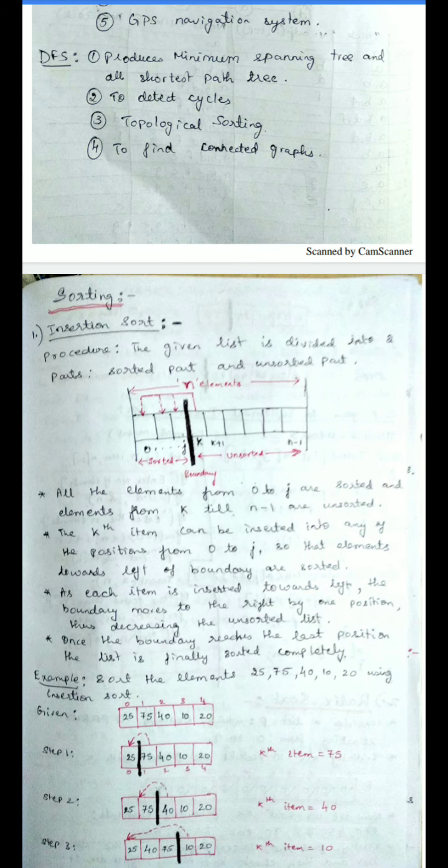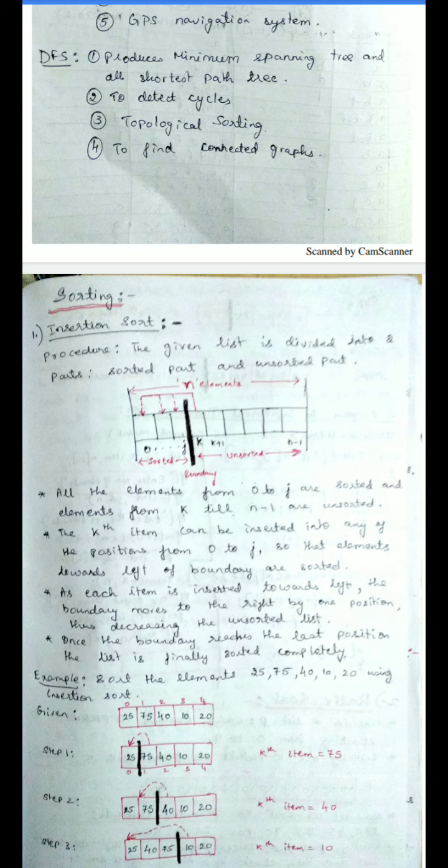Next, the first element in the unsorted list can be inserted at any position towards the left side of the boundary, in the sorted list. As you insert the element from the unsorted list into the sorted list, we move the boundary position towards the right by one bit. Thus we are decreasing the unsorted list size. Once we reach the last element of the unsorted list, it indicates that the whole list is finally sorted. So this is the process of insertion sort.